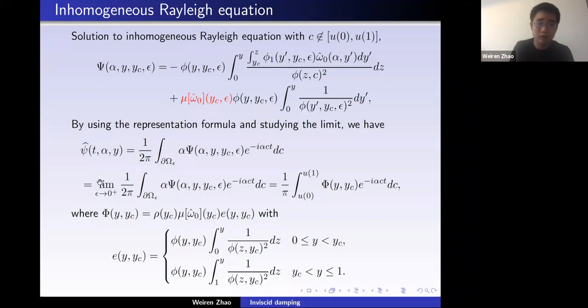And of course, take the limit. This identity is due to the limiting absorption lemma. I will not go into more details about this. So this phi has two parts. The first part only depends on yc. The second part is like a kernel, which is this. Also, of course, it satisfies the homogeneous Rayleigh equation, but away from yc.